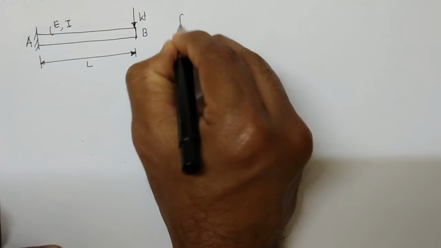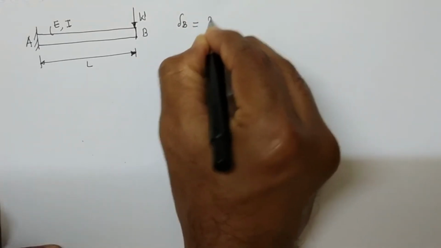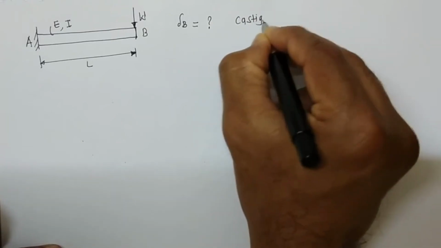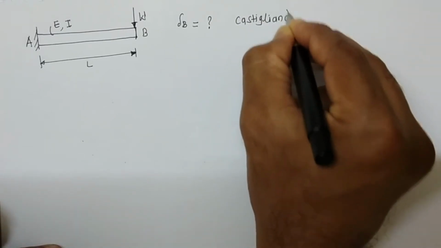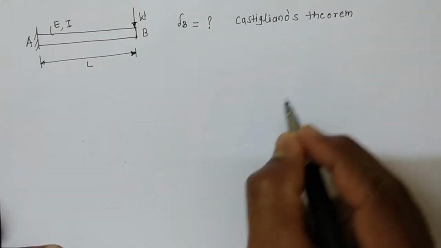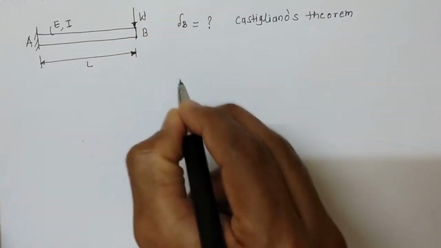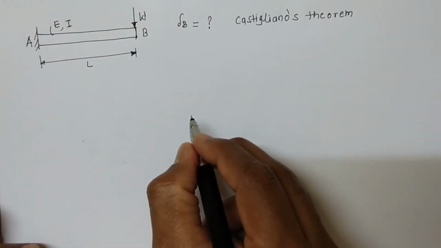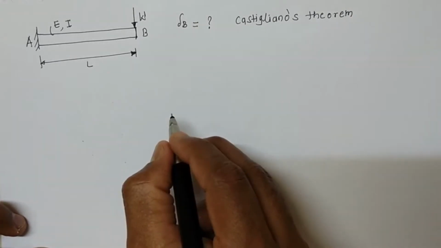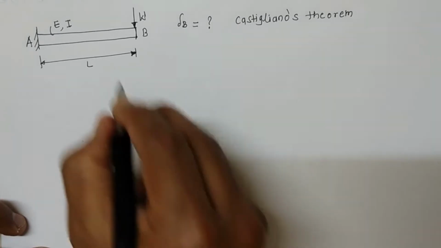And we are asked to find out delta B by using Castigliano's theorem. Deflection at the point B by using Castigliano's theorem. Now, in order to solve this problem, in order to get the deflection at the point B, I take a section XX at a distance x from end B, like this.